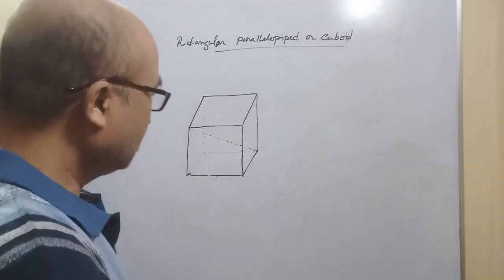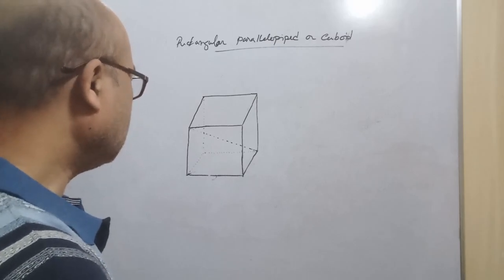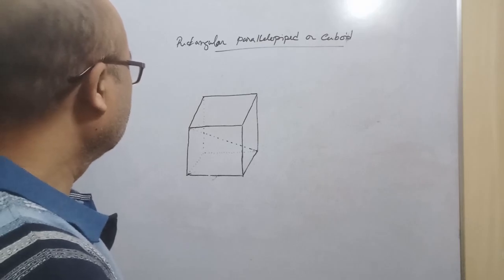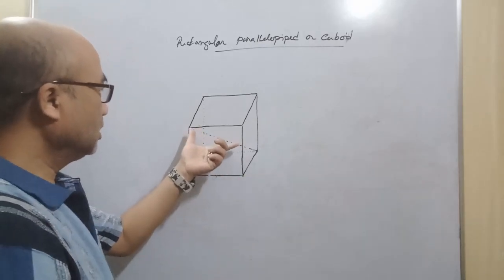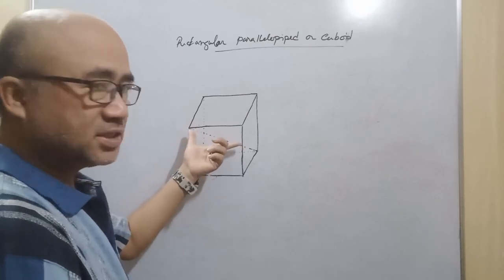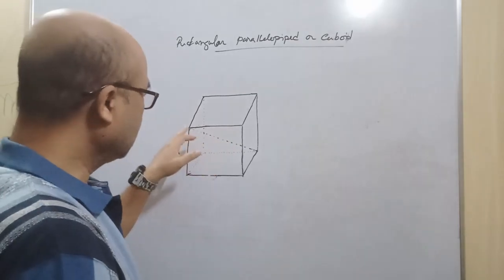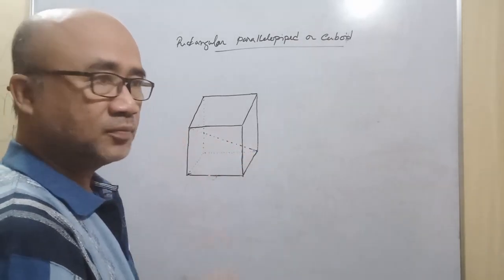inside the parallelepiped or cuboid. Now we have to find the length of this diagonal. The length of this diagonal from this vertex to this vertex, we have to find the length.